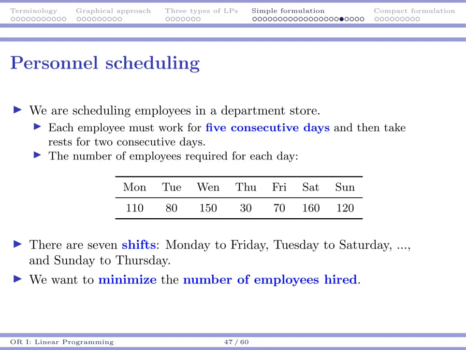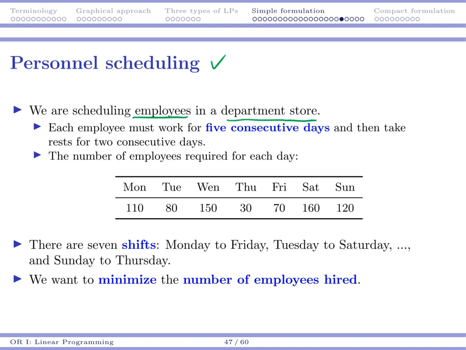The last example that we want to show you is personnel scheduling. So this is a problem that is somewhat different from the previous ones. So let's see what this is. Suppose you are running a department store and you want to hire some employees to work there. Your store is good, so it opens 7 days a week, so you need several workers for each day.